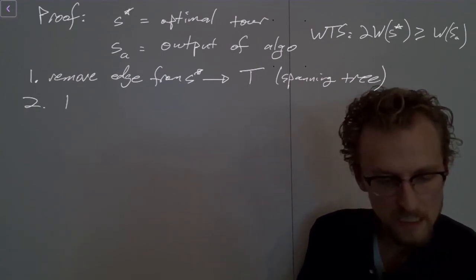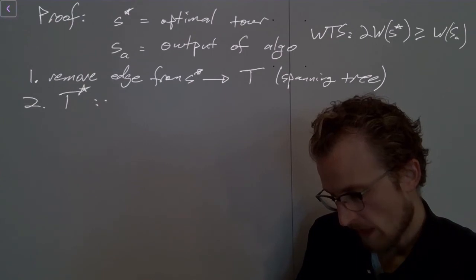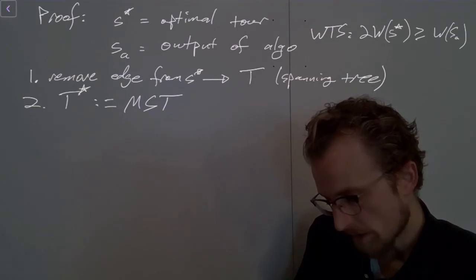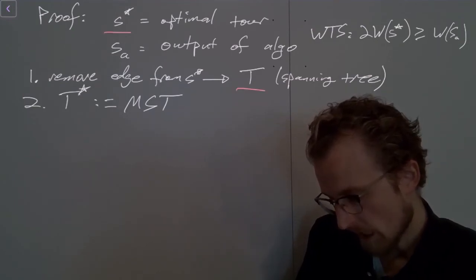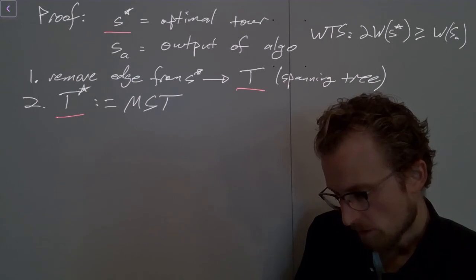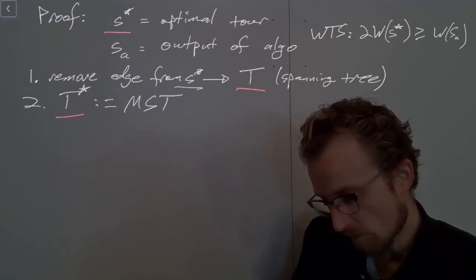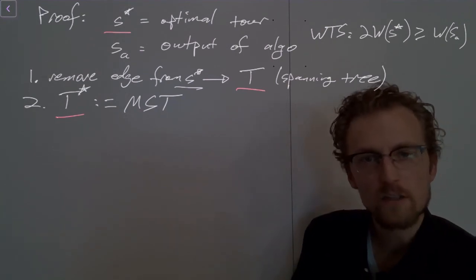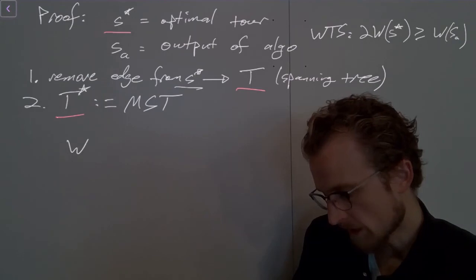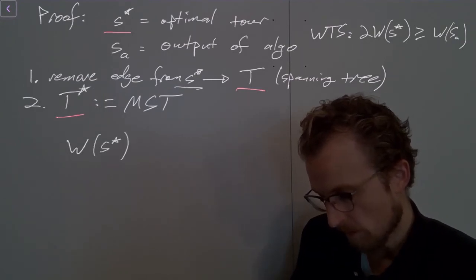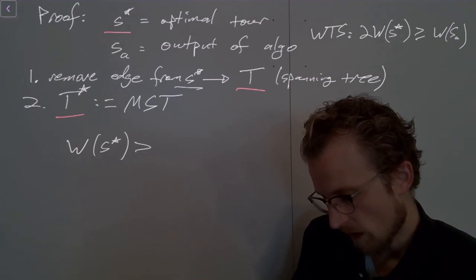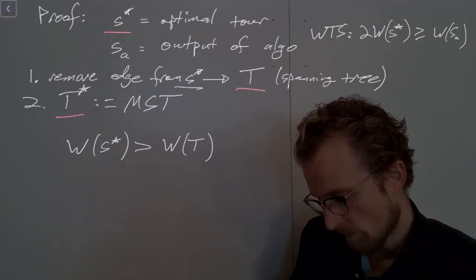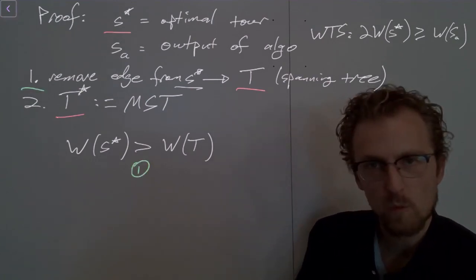All right, so we're going to say T star. We'll define that as our minimum spanning tree. Okay, so let's relate the cost, or the total weight, of S star, T, and T star. So first, because we took S star and removed an edge to create T, it's clear that T has a lower cost than S star. Okay, so this is obvious from step 1, right? That the cost of S star is greater than the cost of T. Okay, and so if I number these things, I'm going to say this is because of step 1.